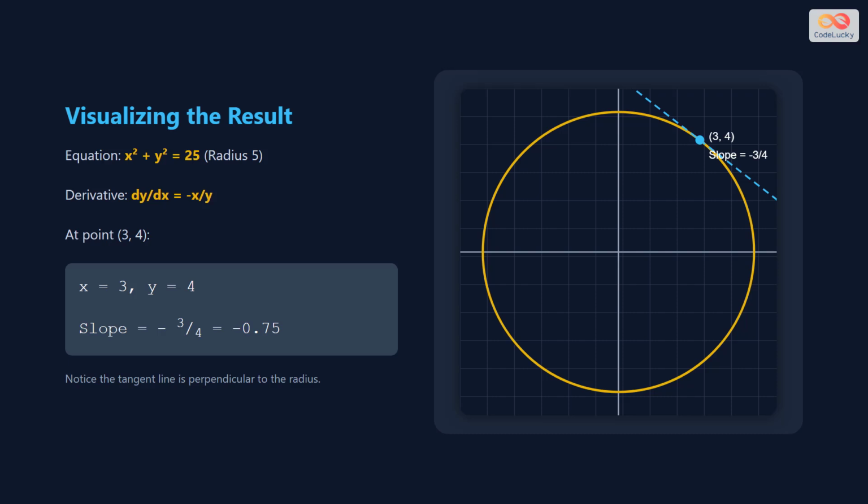Let's see what this result means visually. Here is the graph of our circle with radius 5. If we pick the point (3, 4) on the circle, we can plug these coordinates into our derivative formula. Negative 3 divided by 4 gives us a slope of negative 0.75. As you can see, the tangent line at this point is perfectly perpendicular to the radius.